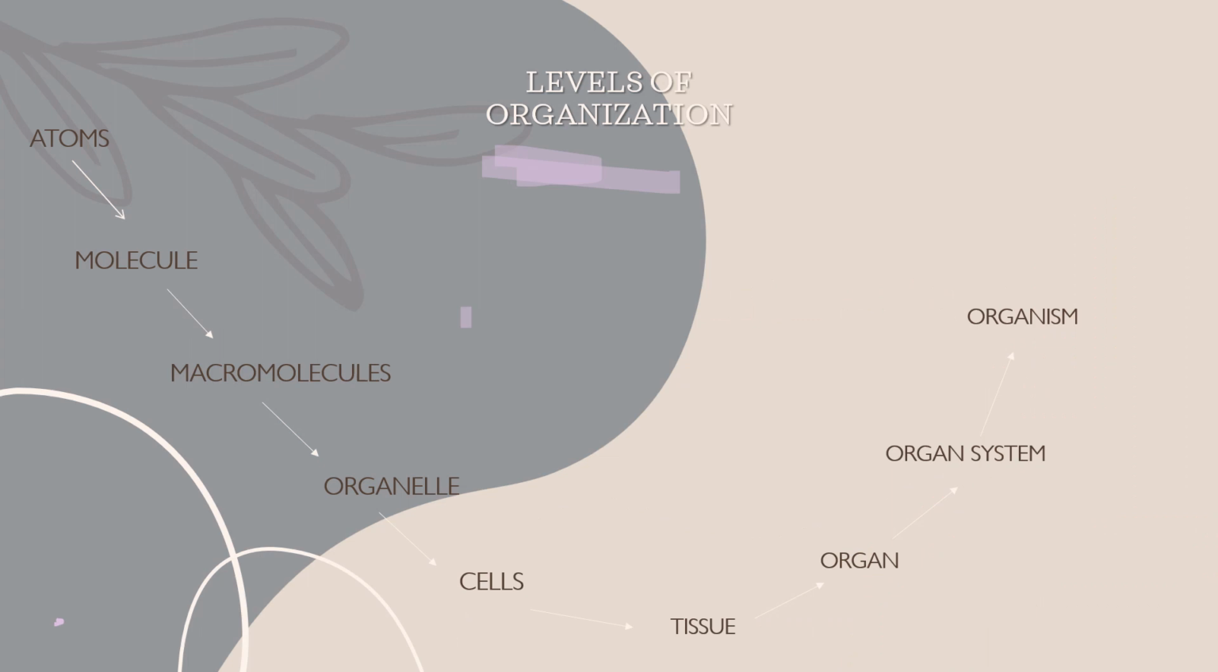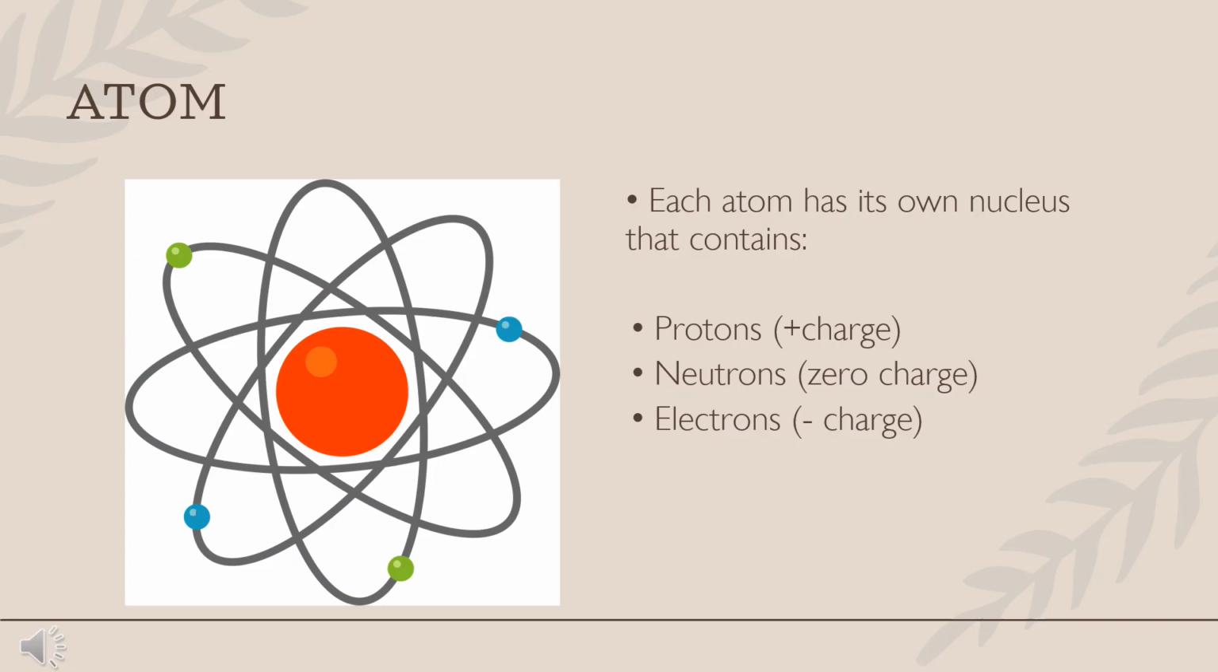These are the levels of organization. The first level of organization are the atoms, which are then followed by molecules, then macromolecules, organelles, cells, tissues, the organ system, and finally the organism.